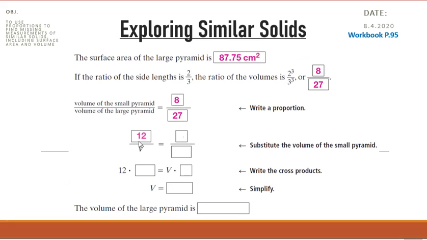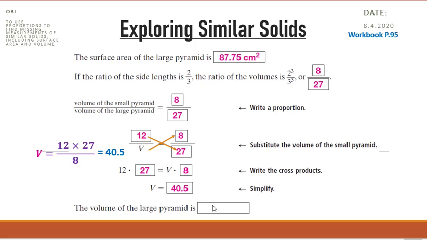Now the volume is given, 12, and the ratio is 8/27. Good. Now to find this, we want to complete and solve it. 12 multiplied by 27, and then divided by 8. We can do this also in one step: 12 multiplied by 27 divided by 8, and it should be the same thing. It equals 40.5. Great work. Thank you, Abdullah.